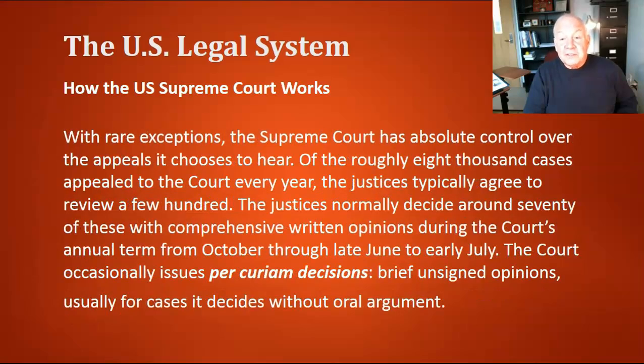With rare exceptions, the Supreme Court has absolute control over the appeals it chooses to hear. Of the roughly 8,000 cases appealed to the court every year, the justices typically agree to review a few hundred. The justices normally decide around 70 of these, with comprehensive written opinions during the court's annual term from October through late June to early July. The court occasionally issues per curiam decisions, or brief unsigned opinions, usually for cases it decides without an oral argument.